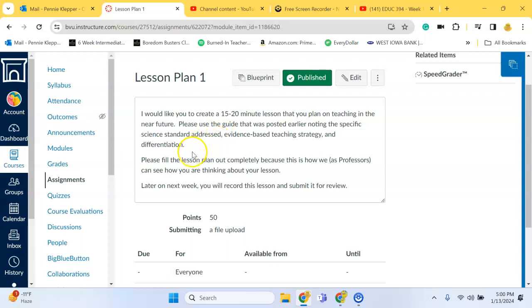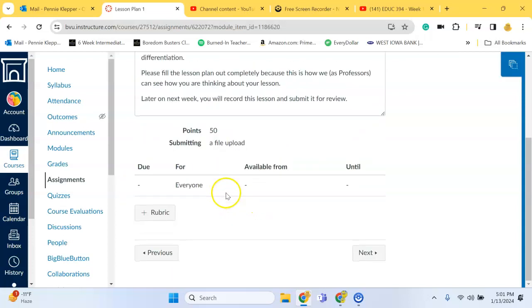So what you need to do is please make sure to fill out the lesson plan as completely as you can, so that I can understand how you're thinking about your lesson plan, and think of it as if you're going to have a substitute come in and teach the lesson. Someone that's never seen the lesson plan needs to know how to teach it. So make sure you keep a hold of this, because later on in the course you're going to submit it again with a video recording.